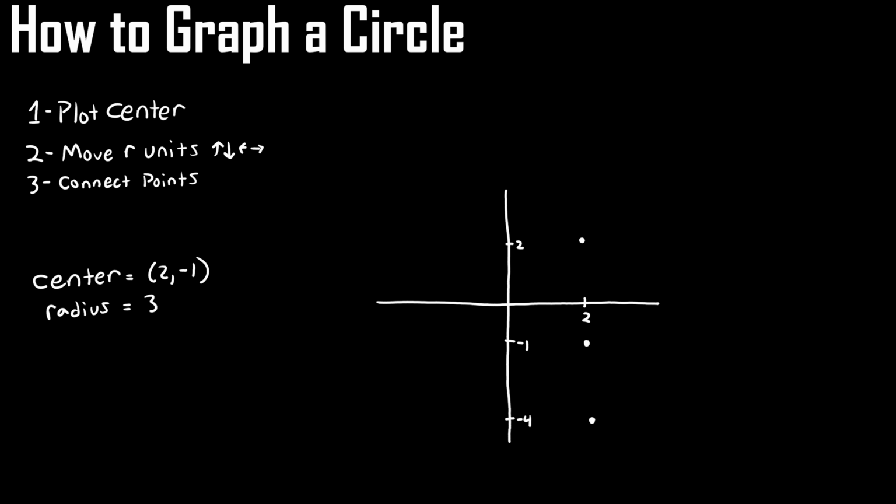Then we're going to move 3 units to the left, which will be at -1. So (-1, -1), right here. And then we're going to move 3 units to the right, which will be at (5, -1). So right here. This is not a good drawing, but this is how you would graph a circle, by connecting all these points. And this is supposed to be the center, but my graph is definitely not the best.